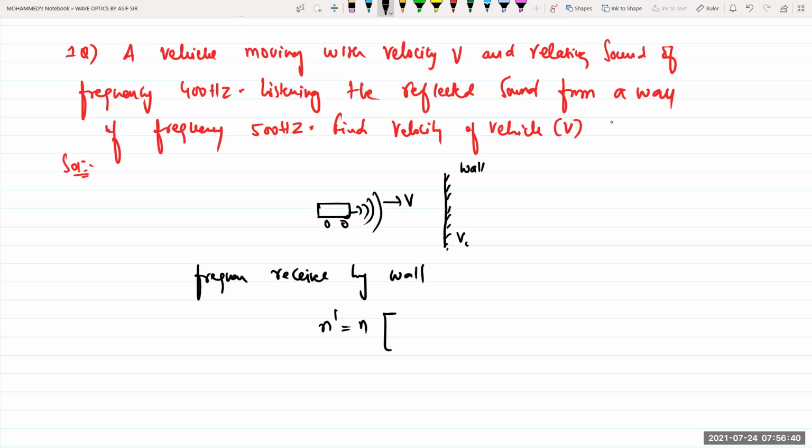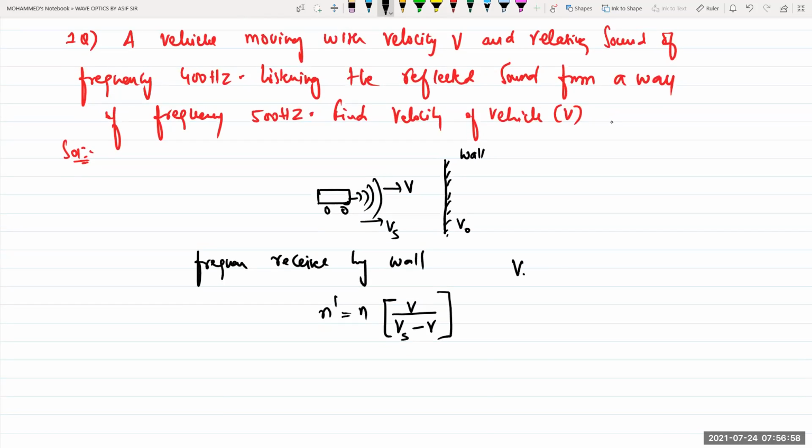The apparent frequency n dash will be equal to n into, who is at rest? Observer. Wall is acting as the observer. So it is V by, velocity of sound is in the same direction and velocity of the source is also in the same direction. So this will be equal to Vs minus V. Vs is nothing but the velocity of sound.